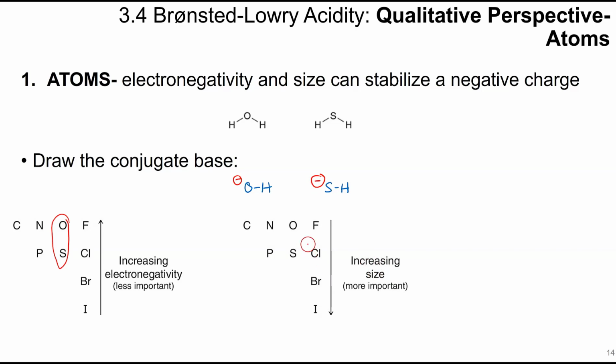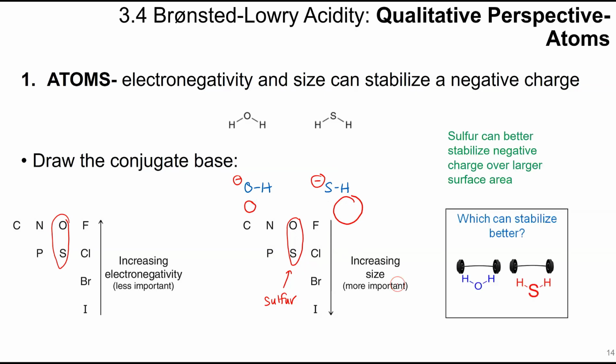One thing you do want to look at is the size. Oxygen is smaller than sulfur. So if we're trying to distribute a negative charge over an atom, it's better distributed over a large surface area than a small one. So sulfur is going to better stabilize that negative charge over a larger area. So between these, which can stabilize better, that one is going to be the sulfur because of its size.